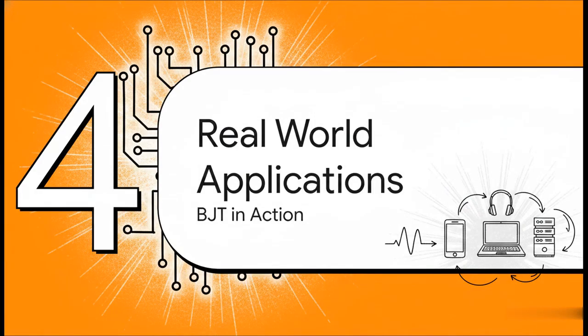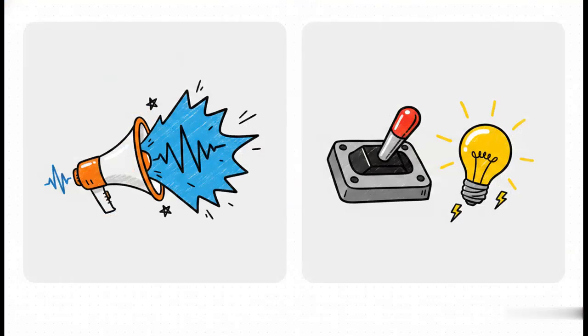So, let's zoom out for Section 4, real-world applications. Depending on which of those operating regions we use, the BJT takes on totally different jobs in the real world. When we hold it in that active region, it acts as an amplifier. A tiny input signal scales up into a proportionately huge output signal. This is exactly what's powering audio systems, radio circuits, and heavy communication networks.